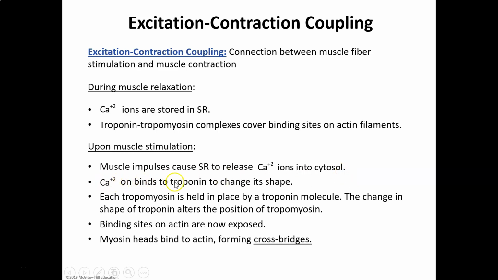The fluid that is bathing the myofibril. Calcium binds to troponin and changes its shape. The shape change causes tropomyosin to be pulled out of the way. The change in the shape of troponin alters the position of tropomyosin. Now the binding sites on actin that are specific for myosin are exposed. The myosin heads bind to actin, forming cross bridges. Right? That's a term you need to know. Cross bridge. A cross bridge is when myosin and actin are connected to each other. That's called a cross bridge. That only happens when calcium is present.